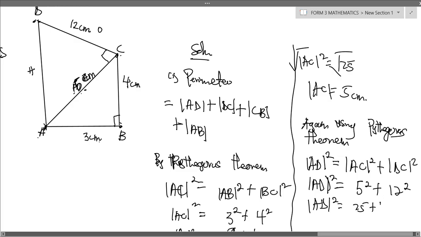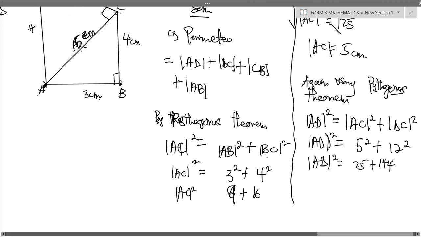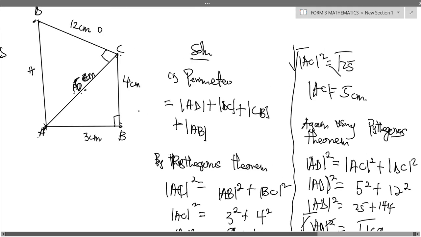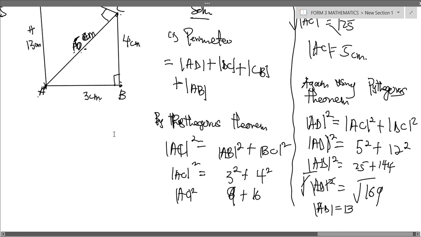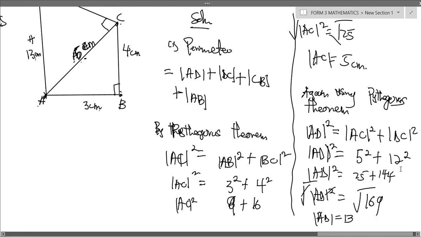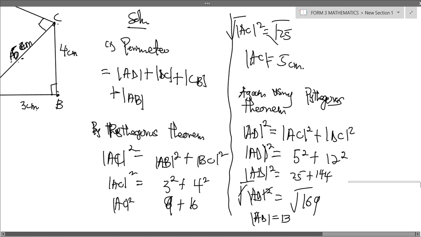So our AD squared will give us 25 plus 144. What is it going to be? AD squared is equal to 169. Square root of 169 is 13. So AD becomes 13. So our line AD now becomes 13 centimeters. So now we can put 13 centimeters here. So now that we have our 13 centimeters, we can now go ahead to do our perimeter.